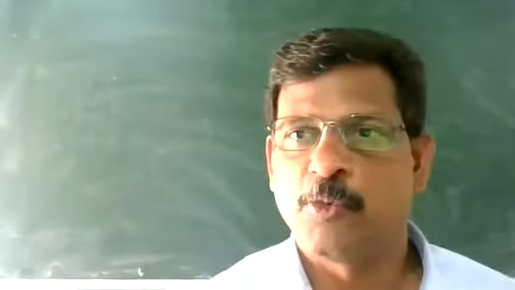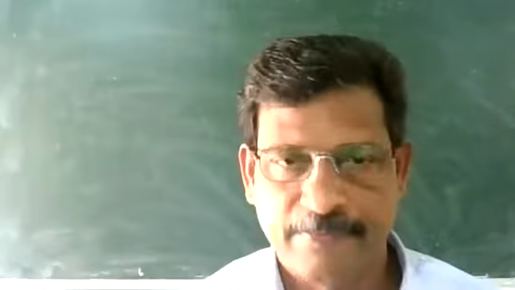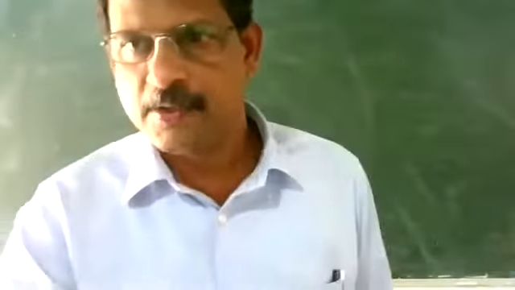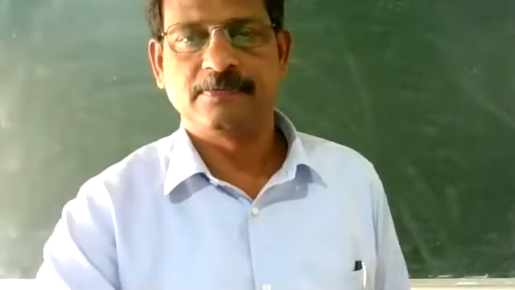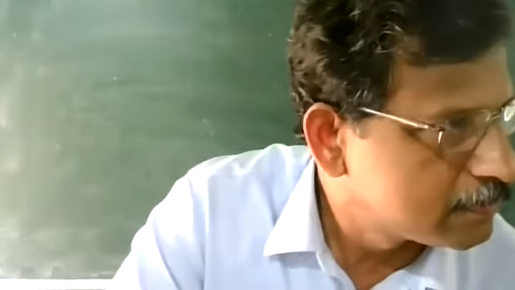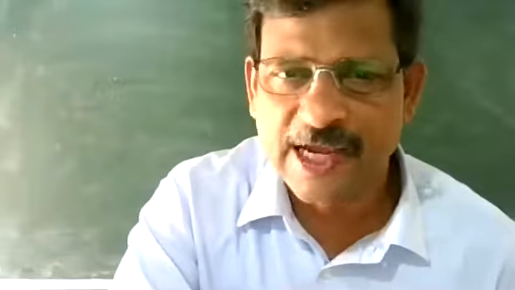So what is the equation for potential at a point? Equation for potential at a point due to point charge. Yes. Praveen? V is equal to W infinity to P by q naught, which is equal to the integration of E dot dr.